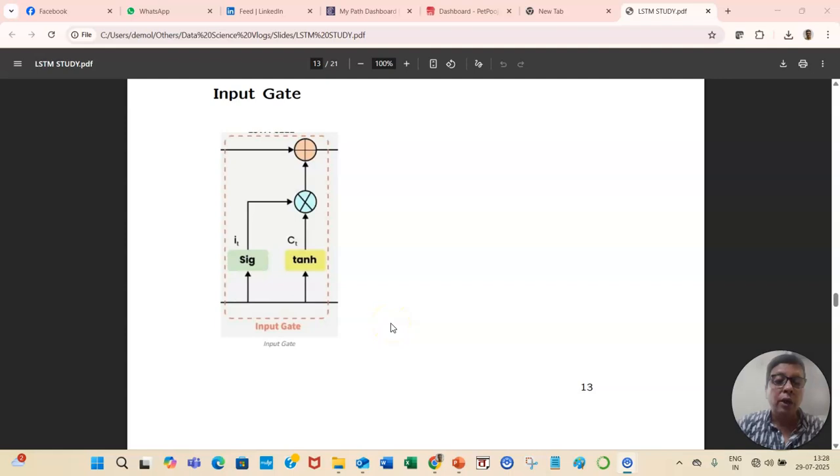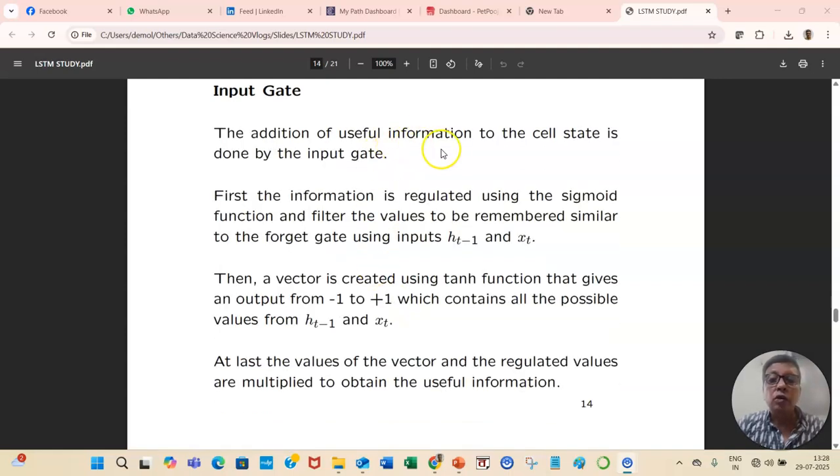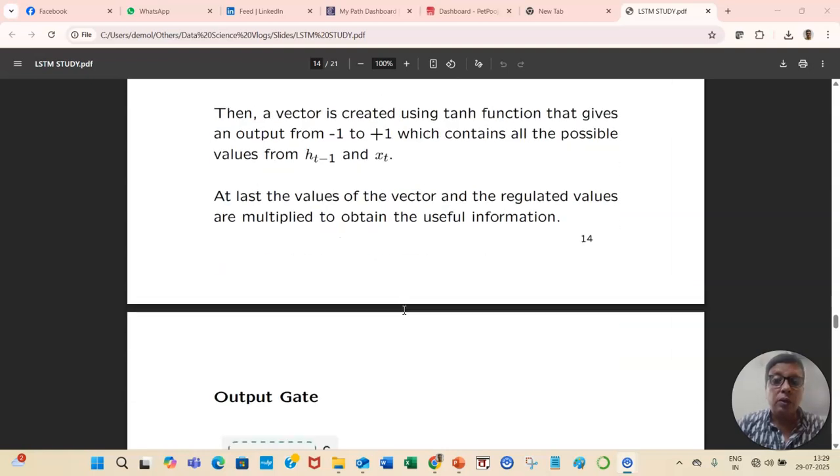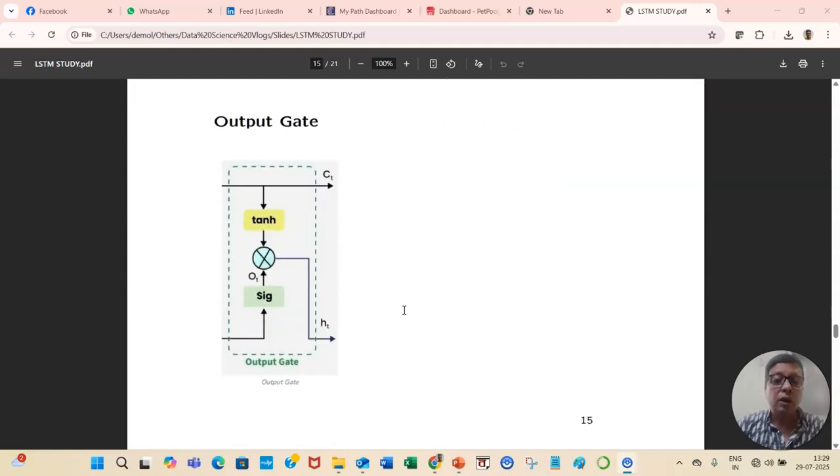Then we have the input gate. The addition of useful information to the cell state is done by the input gate. First, the information is regulated using the sigmoid function and filtered by the values to be remembered, similar to the forget gate, using inputs ht-1 and xt. Then a vector is created using the tanh function that gives an output from -1 to +1, which contains all possible values from ht-1 and xt. At last, the values of the vector and the regulated values are multiplied to obtain the useful information. So that is the input gate.